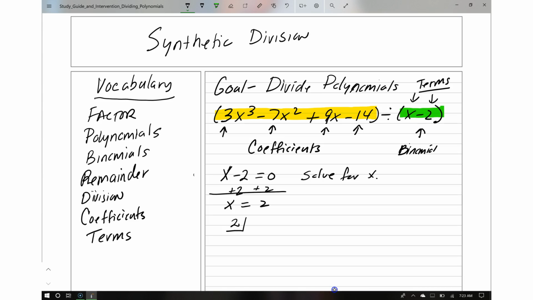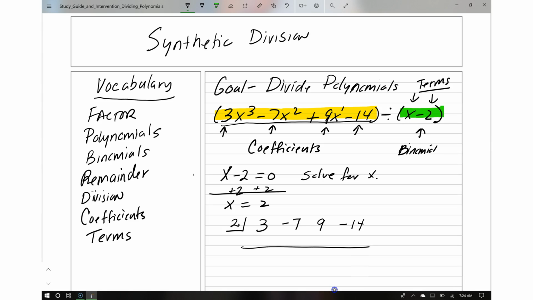And then what you're going to have to do now is list the coefficients for the first polynomial, which is this one here. So we have 3. We have negative 7. We have 9. And we have negative 14. What you also have to check is if the powers are in descending order. We have 3, 2, 1. And you see that they're in descending order? That's good. If there was one that was missing, then we'd have to account for that.